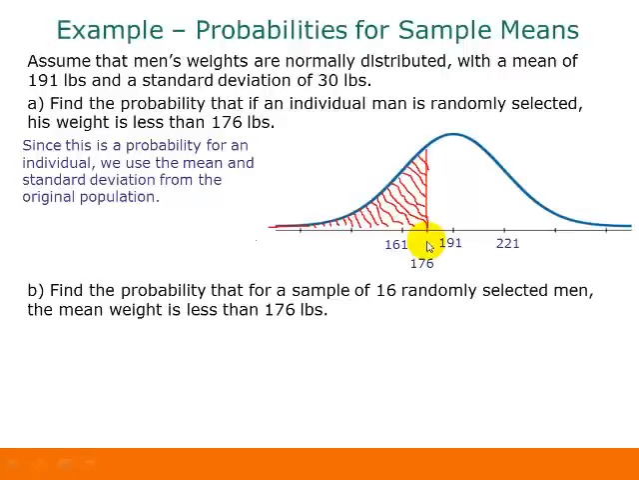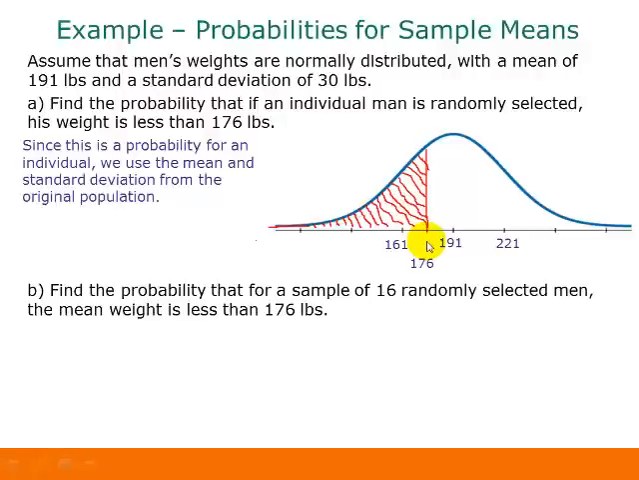So we have our mean in the middle, which is 191. Standard deviations marked on either side. So if we go down one standard deviation, that would give us 161. And if we go up one standard deviation, we'd have 221. And again, it's a good idea to mark at least those three values on there. All right, so we're looking for the probability that the weight is less than 176 pounds. So let's mark the 176 on here. And then we want the probability that his weight is less than that.